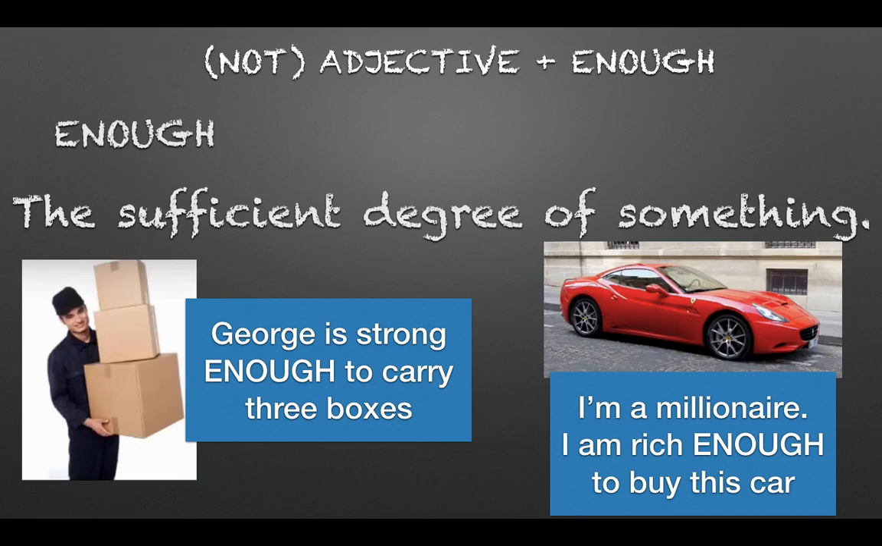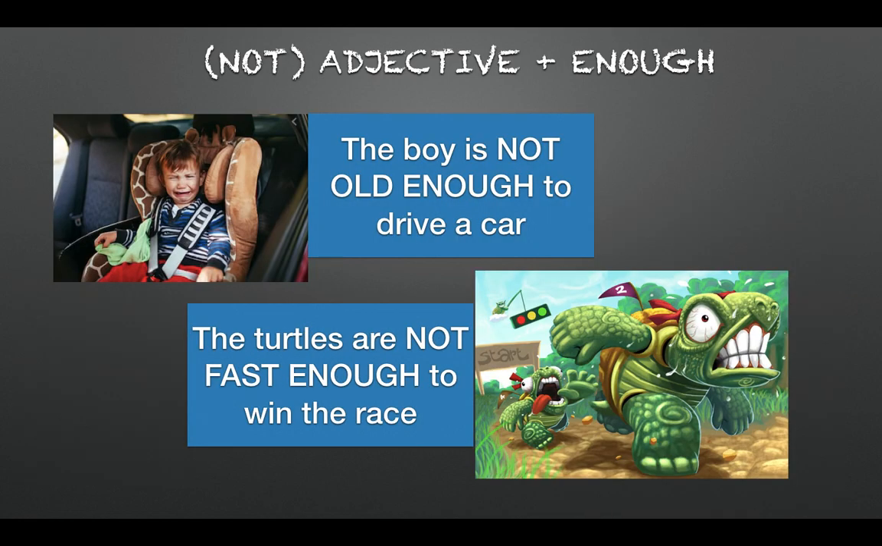And the other example says, I'm a millionaire. I am rich enough to buy this car. So, because I'm a millionaire, I have a lot of money, and then I can buy that car, which is expensive.